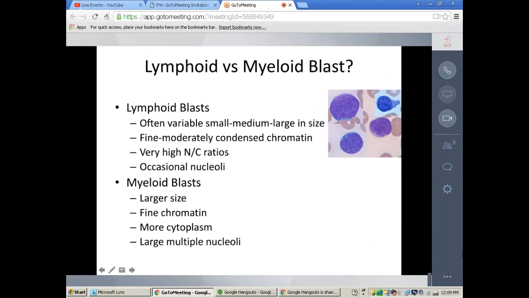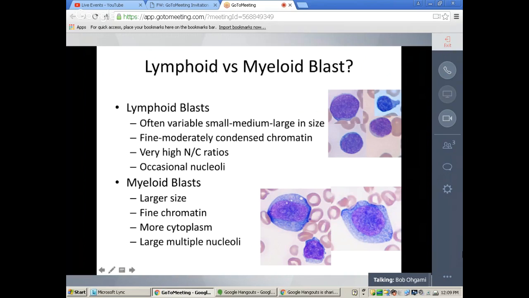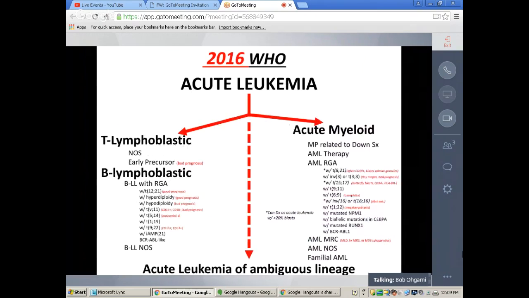Myeloid blasts, in contrast, are large in size. You can see the picture here, very, very large. They have even finer chromatin, more cytoplasm, and large nucleoli, and a lot of times you see granules corresponding to MPO. So that's a little bit of blast morphology.